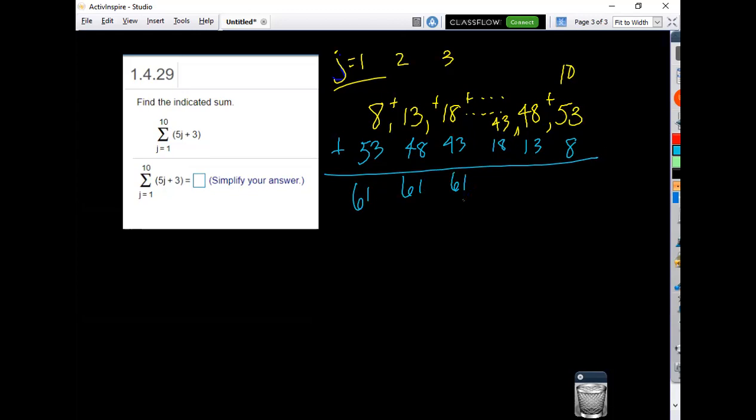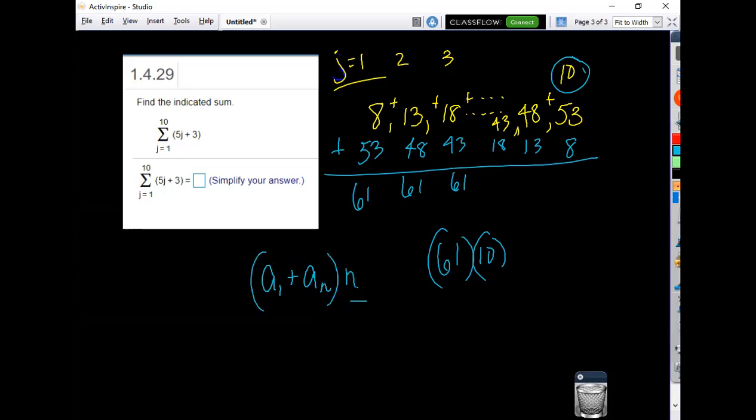But that's like double the numbers, right? Because we had all the first numbers, which is the answer we really wanted, but then we did twice as many by doing this. We have 61, and how many 61s did we have? 10 of them. Remember this formula? In symbols, it's the first number in the sequence plus the last number in the sequence, times the number of numbers in the sequence, and then divide by 2, because we had twice the numbers we were supposed to.